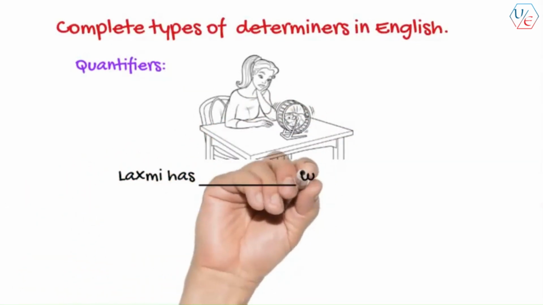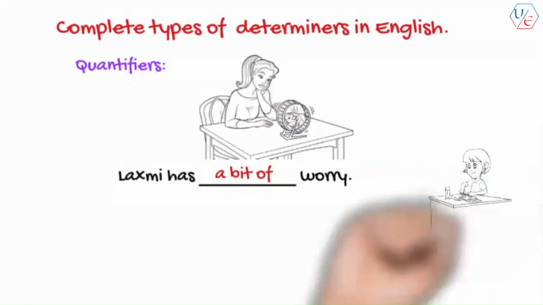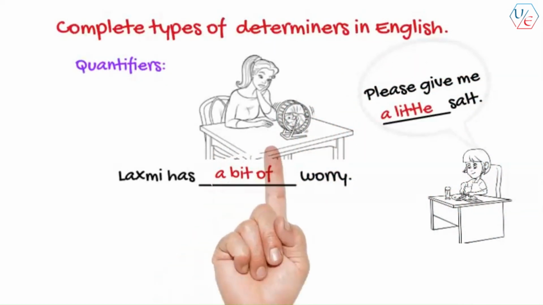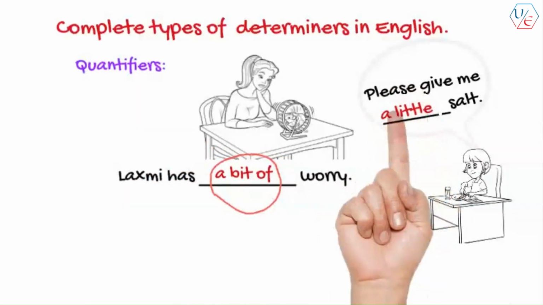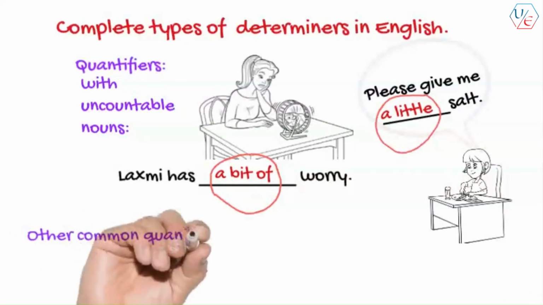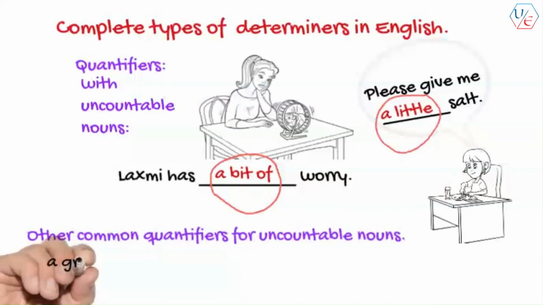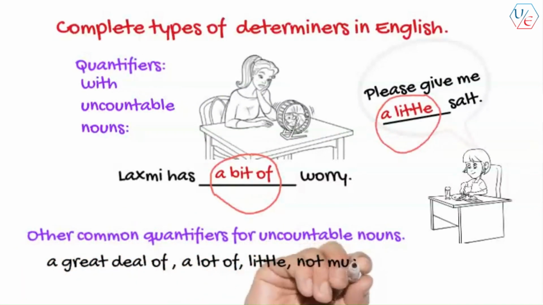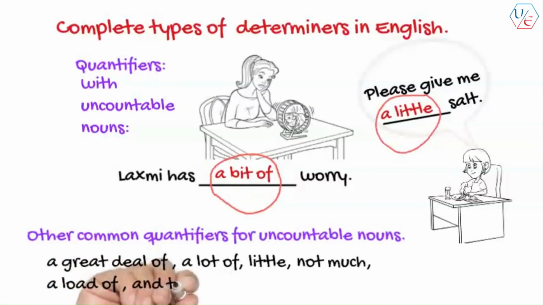Lakshmi has a bit of worry. Give me a little salt. In these sentences, the quantifiers a bit of and a little are used with uncountable nouns. We cannot use such quantifiers with the nouns that are countable. Other examples of uncountable noun quantifiers are a great deal of, a lot of, little, not much, a load of, and tons of.